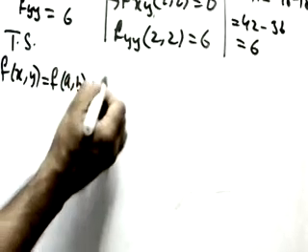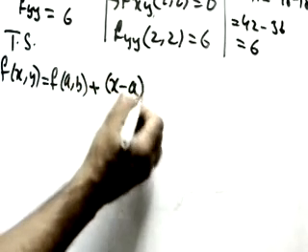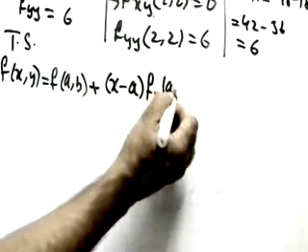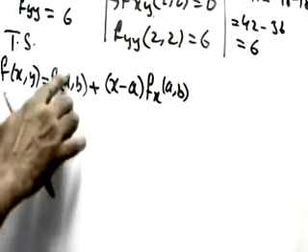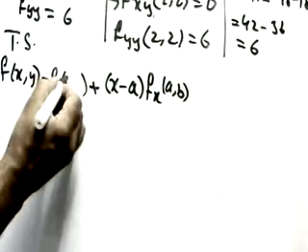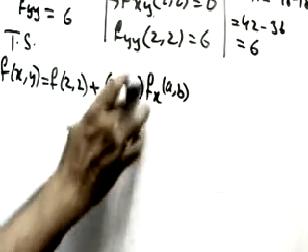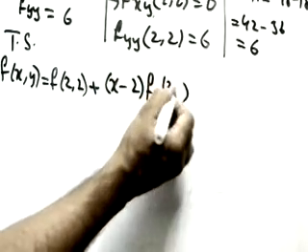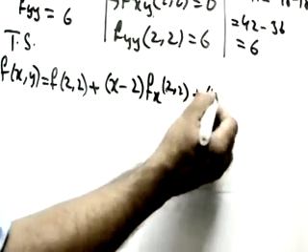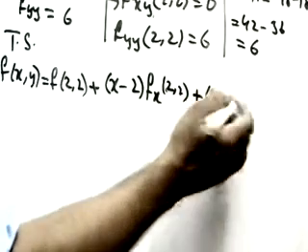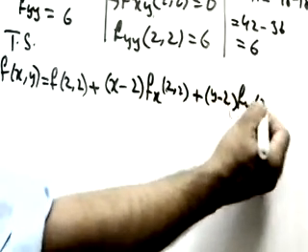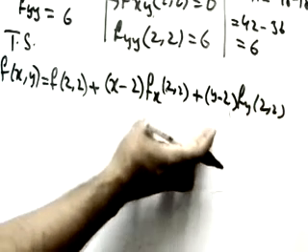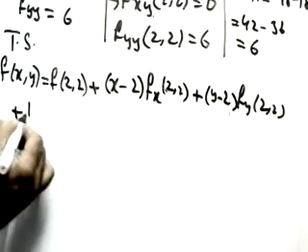Okay, so what is the next term in the formula? Plus (x minus a) into fx of (a, b). Let me write (2, 2) again. Why write (2, 2)? x minus a, where a is 2, fx of (a, b) means fx of (2, 2), plus (y minus b), where b is also 2 here, fy of (2, 2). These are the first degree terms.